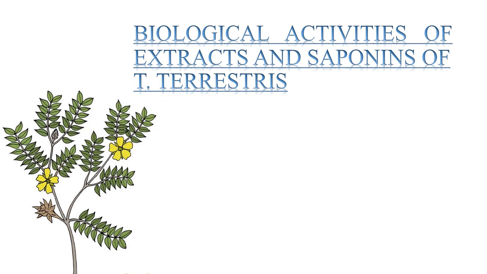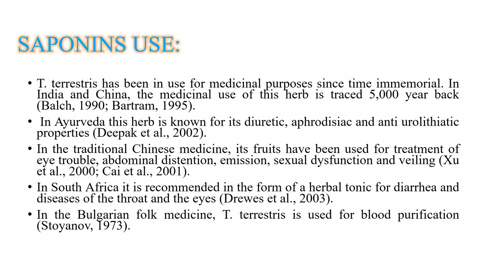Now the biological activities of extract and saponin of Tribulus terrestris. In this slide, I am telling about saponin use. Tribulus terrestris has been in use for medicinal purposes since time immemorial. In India and China, the medicinal use of this herb is traced 5000 years back. In Ayurveda, this herb is known for its diuretic, anti-urolithic properties.